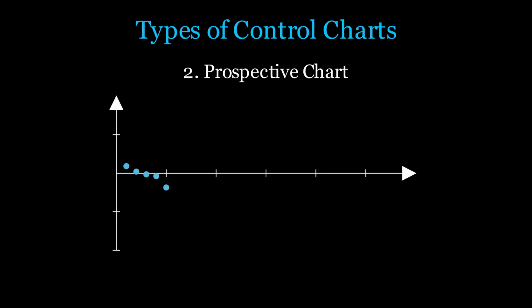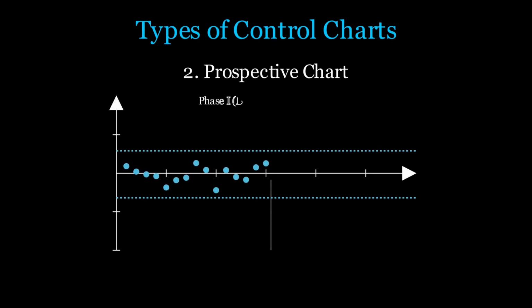Next is the prospective chart. Here, we establish our UCL and LCL using only a baseline set of historical data, or Phase 1. Then, we project these limits forward to monitor new incoming data in Phase 2.